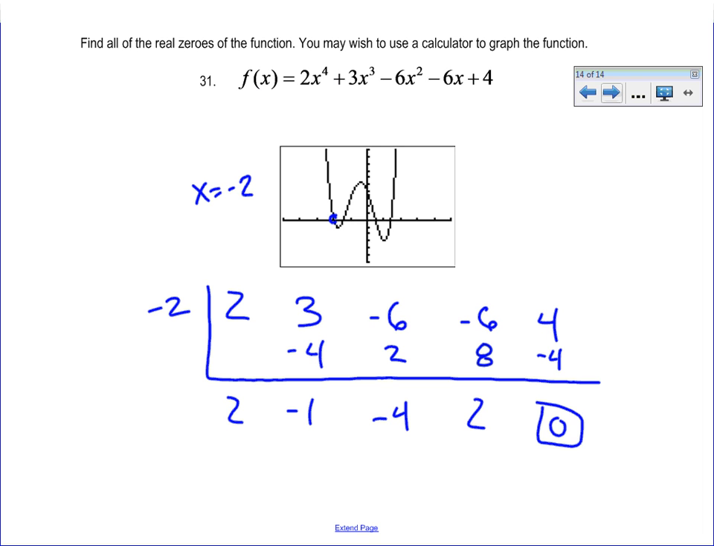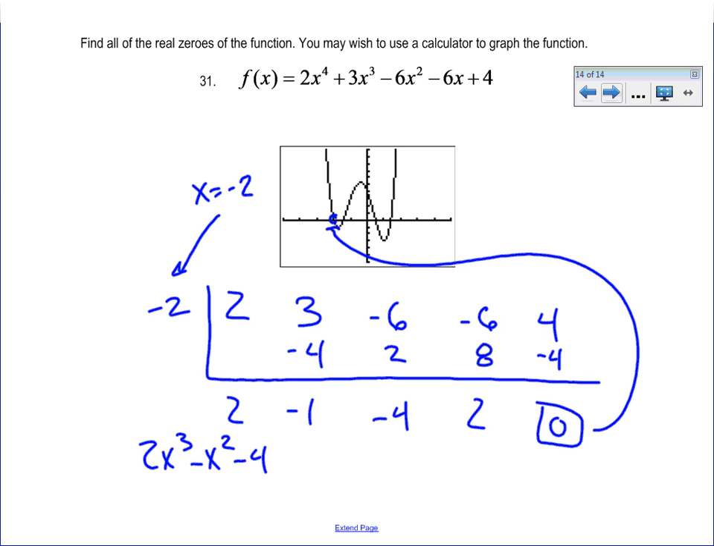So, as promised, when I plug in x equals -2, I get y equals 0. Fantastic. And since I don't know what the other zeros are, I'm actually going to write out factors. I'm going to write this out as 2x cubed minus x squared minus 4x plus 2. Remember, when you do synthetic division, the leftover is a polynomial factor for your function.